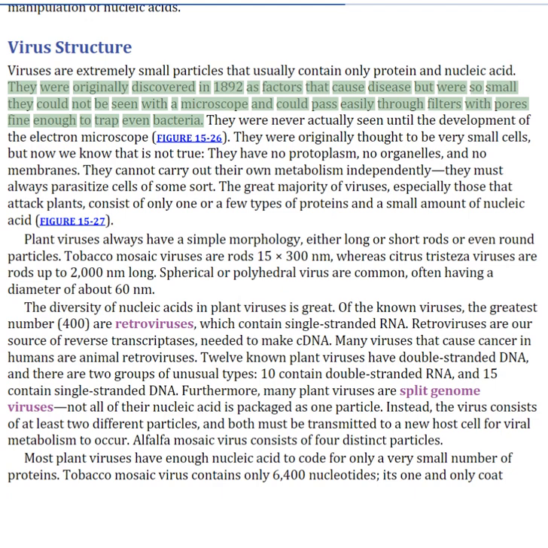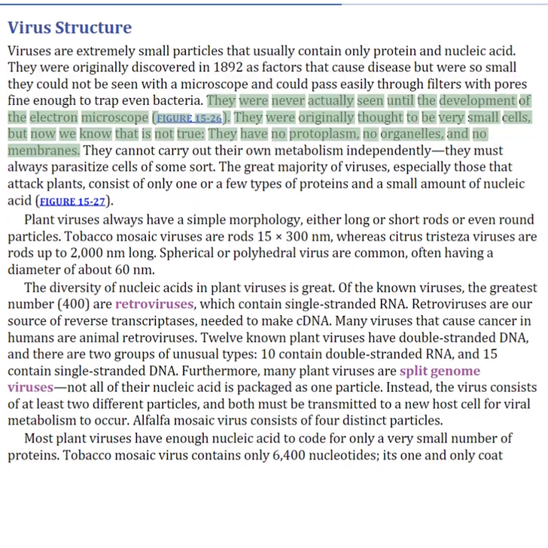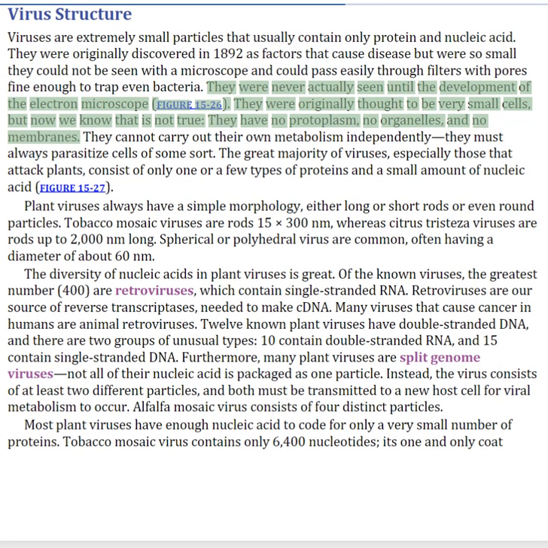They were originally discovered in 1892 as factors that cause disease, but were so small they could not be seen with a microscope and could pass easily through filters with pores fine enough to trap even bacteria. They were never actually seen until the development of the electron microscope. They were originally thought to be very small cells, but now we know that is not true.